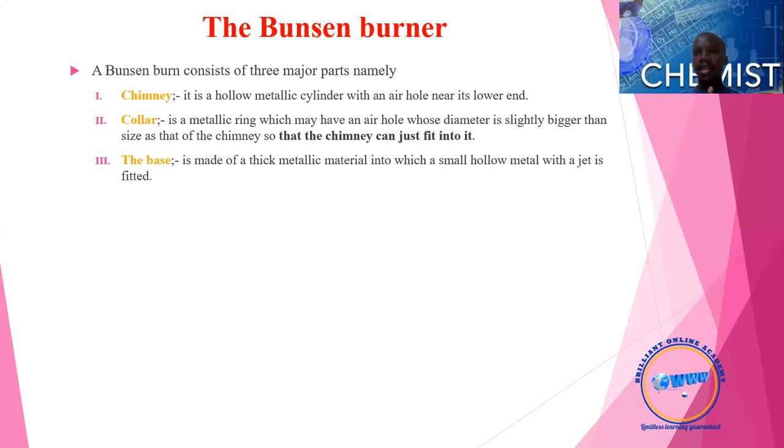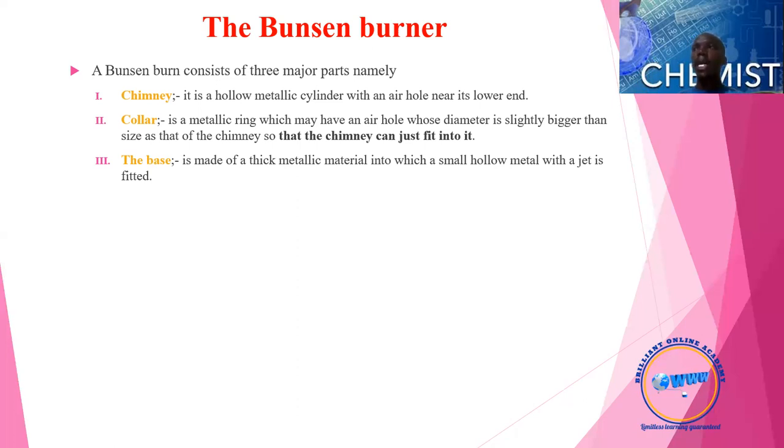This Bunsen burner is made up of three main parts. The first part which we are going to check is the chimney. The chimney is just a hollow metallic pipe that allows something to pass through. I want you to understand the chimney before getting into its detail. According to the Bunsen burner, the chimney is just a metallic hollow in a cylindrical shape.